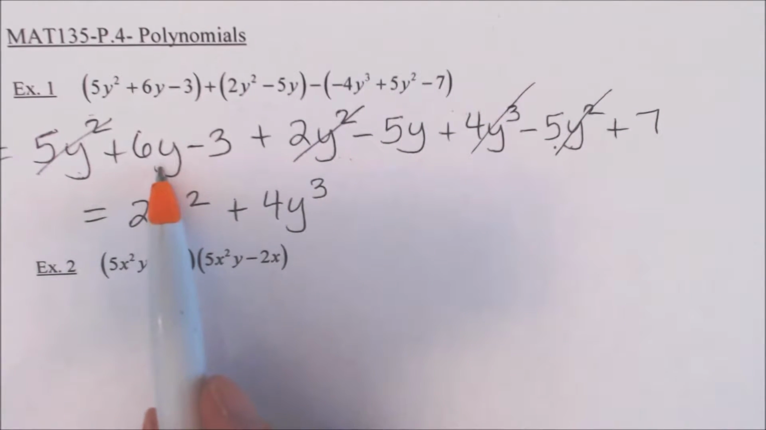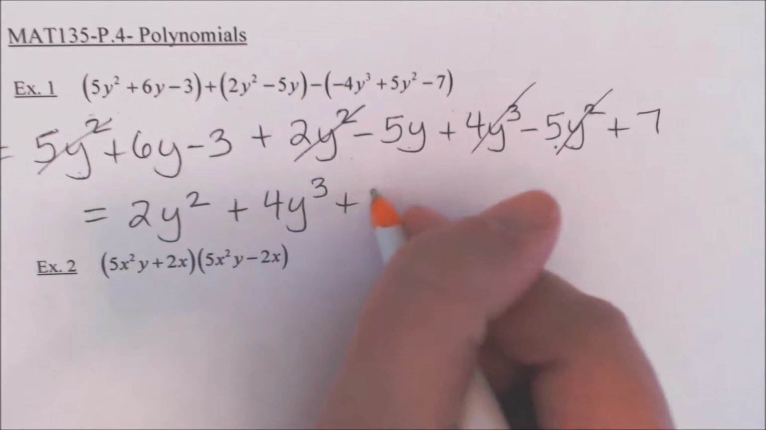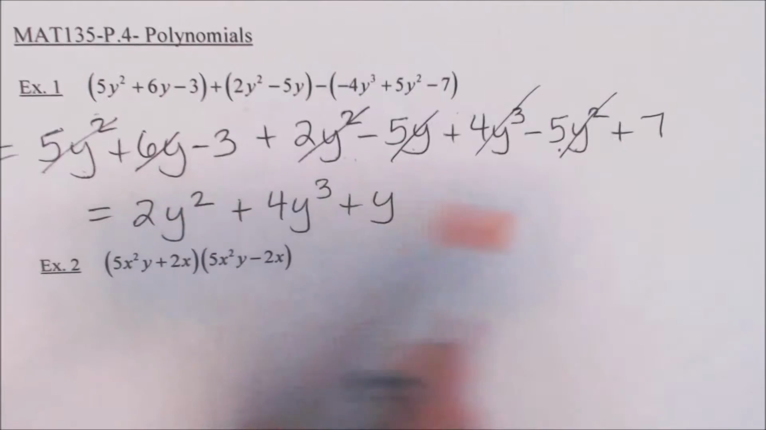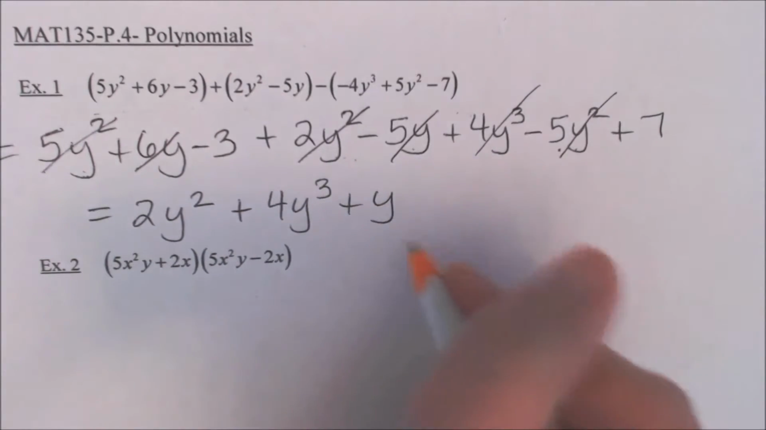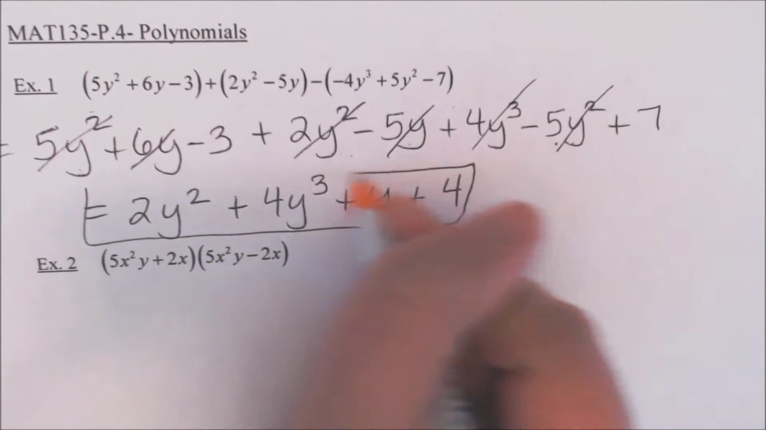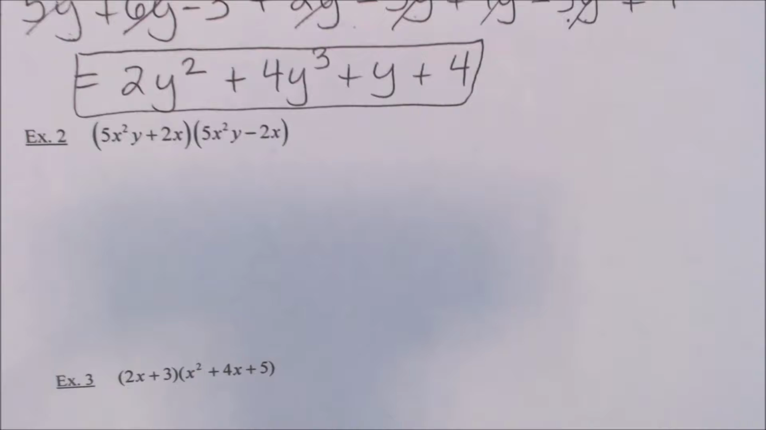And then we have a positive 6y and a negative 5y, so that's going to leave me with positive 1y, so I'm going to cross those out. And then we have the constants negative 3 and positive 7, so that's going to leave me with a positive 4. And that's going to be our final answer. All the terms are combined. Let's take a look at example 2.